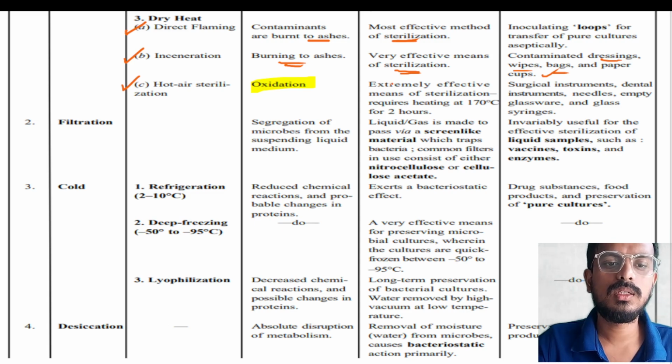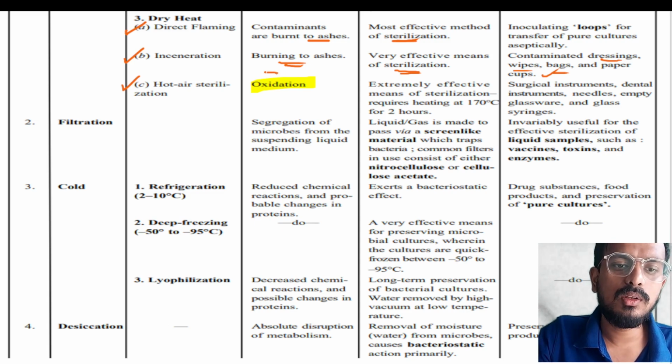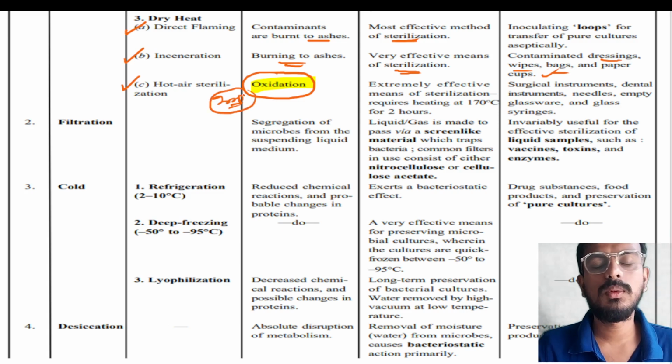Next is hot air sterilization. Hot air sterilization majorly acts on the mechanism of oxidation. This is very important from the exam point of view. A question can be asked like: autoclave works on the principle of denaturation; similarly, hot air sterilization works on the principle of oxidation.